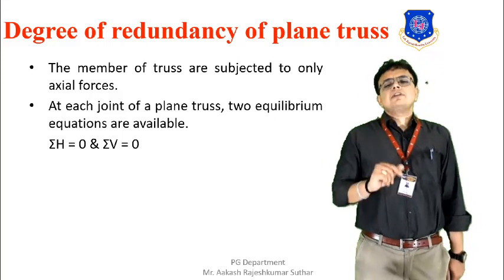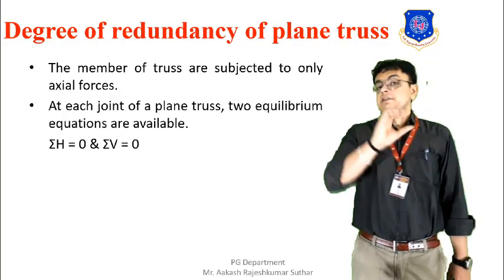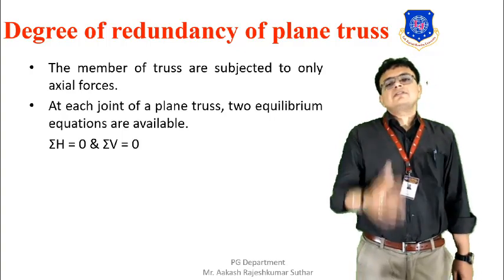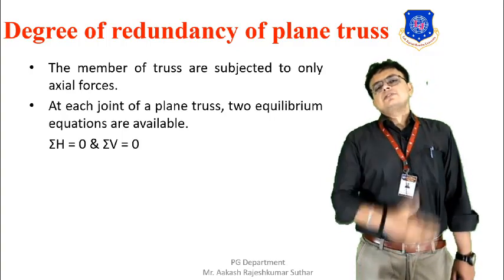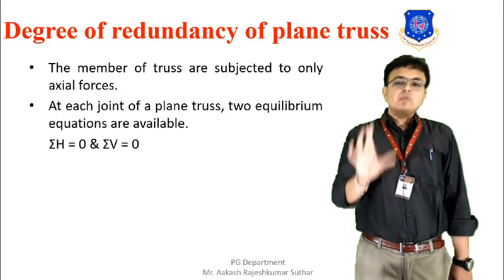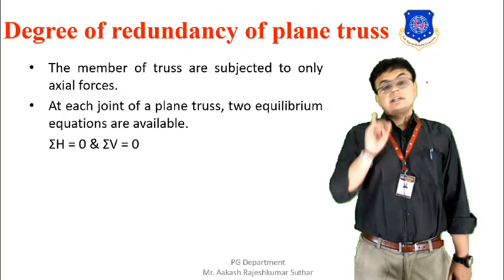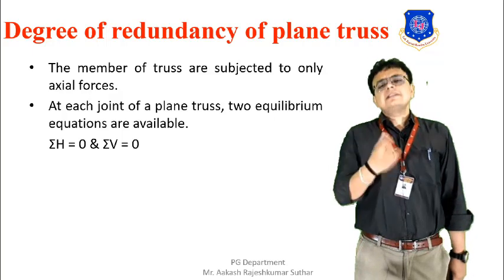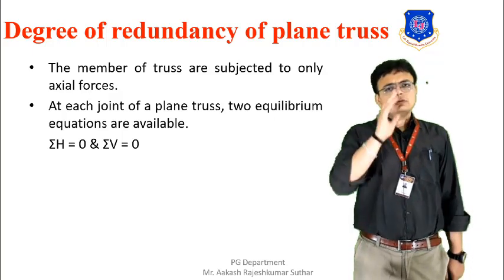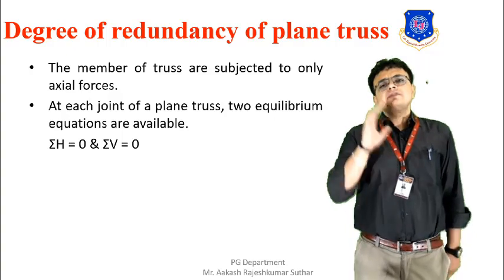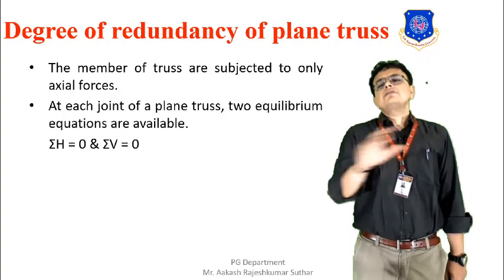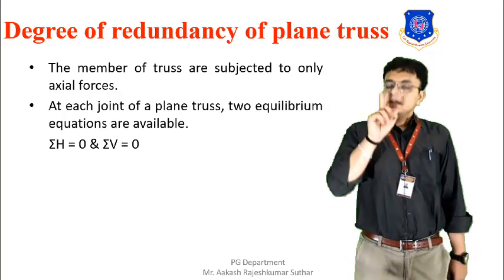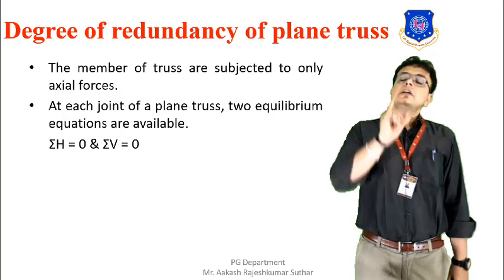And at each joint of a plane truss, only two equilibrium conditions are available. That is, summation of all the forces in the horizontal direction equals 0, and summation of all the forces in the vertical direction equals 0. There will not be any summation of M, because in the truss the joints are pin joints, so there is no possibility of the occurrence of moments. There will be only two conditions, that is summation of H equal to 0 and summation of V equal to 0.